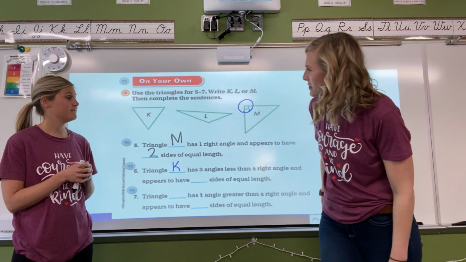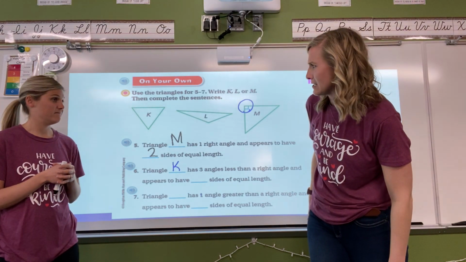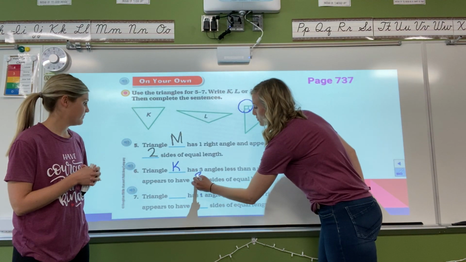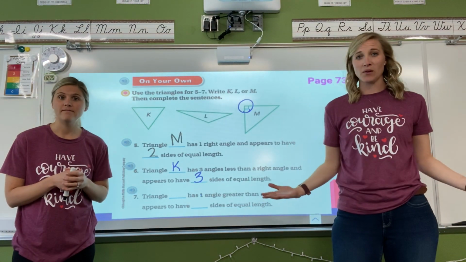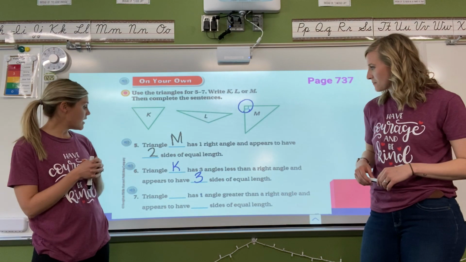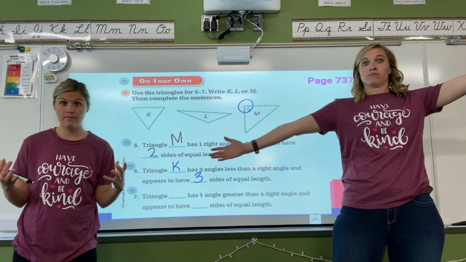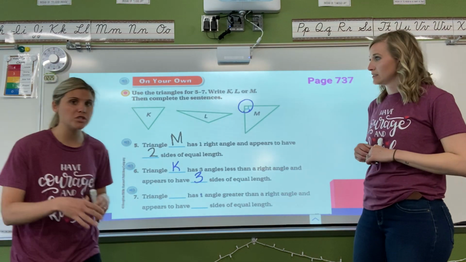I don't know about you, Miss Pelzel, but it looks like they have 3 sides of equal length. They all look the same to me. So 3 sides of equal length. All right, number 7 says triangle blank has 1 angle greater than a right angle. Well, looking at that, I know which triangle.